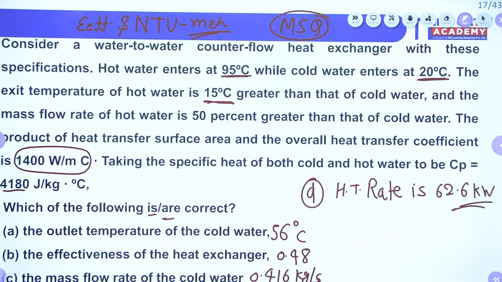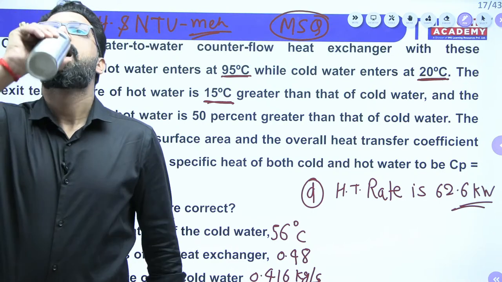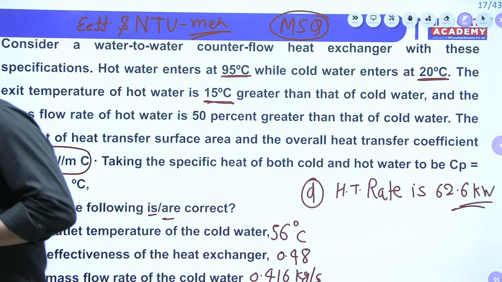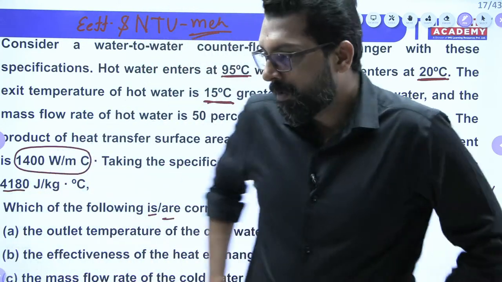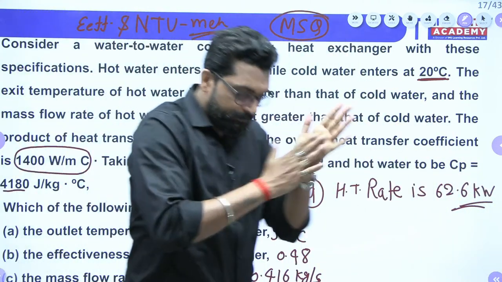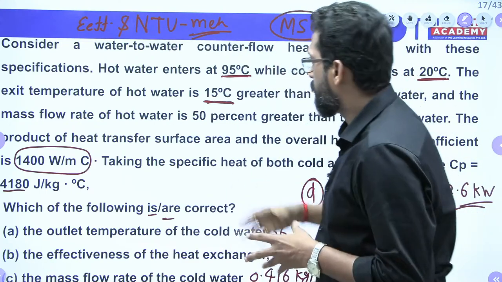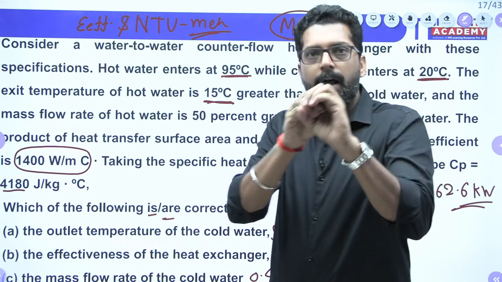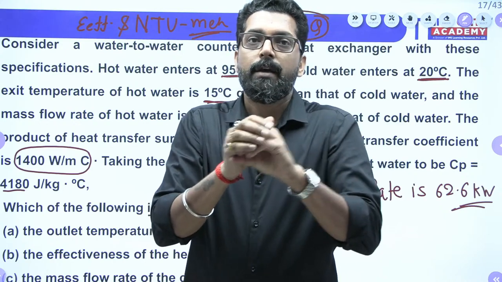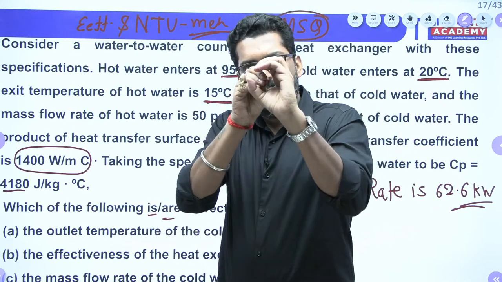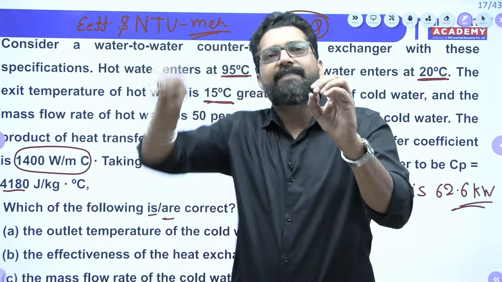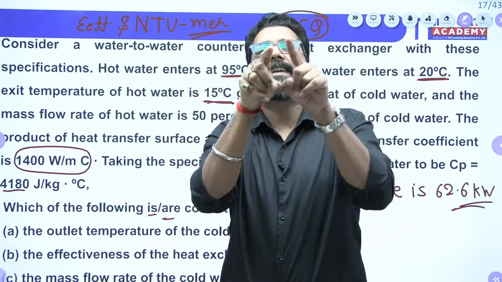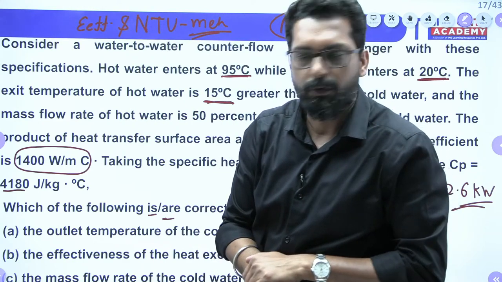Read the question carefully, beta. So let's see. This is the question related to the heat exchanger, in which one fluid is a hot fluid and the other fluid is cold fluid, right? There is a concentric pipe, and there is also an annular section, that means pipe in the pipe. Inside the pipe there is one fluid, outside in that annular space there is another fluid.